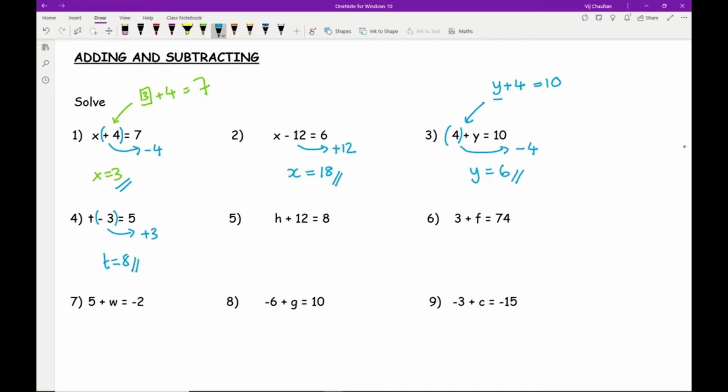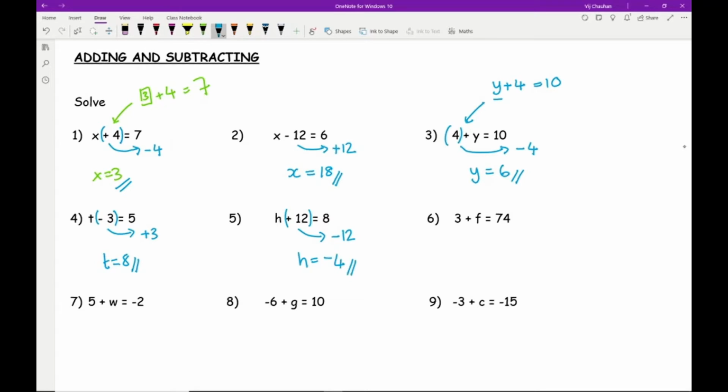And in question 5, I want to get rid of plus 12. So the opposite of plusing 12 is to take away 12. And so I've got h equals 8 take away 12, which, now with this you need to be careful with negative numbers, because I'm starting off with a smaller number and I'm taking away a bigger number. That means that the answer therefore is going to be minus 4.